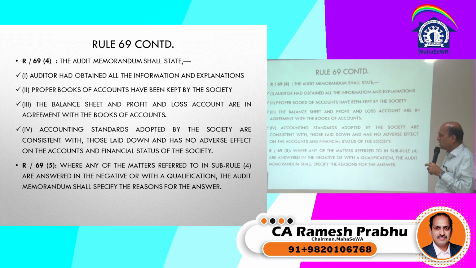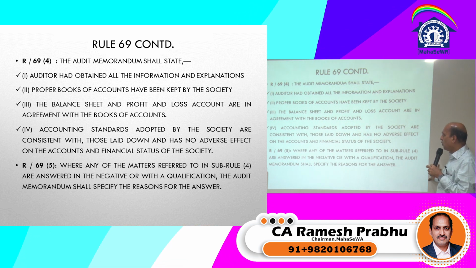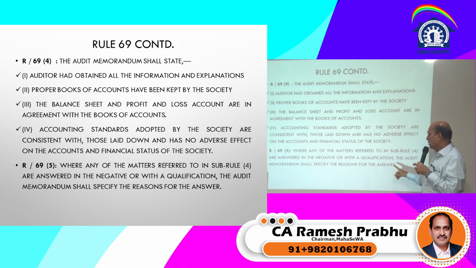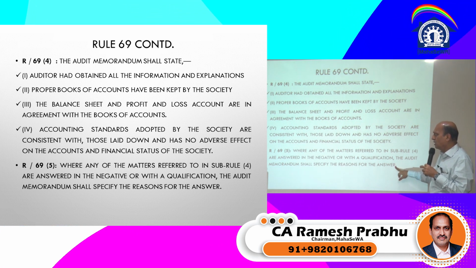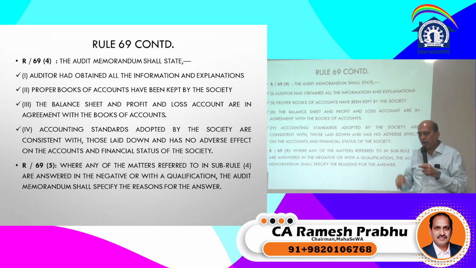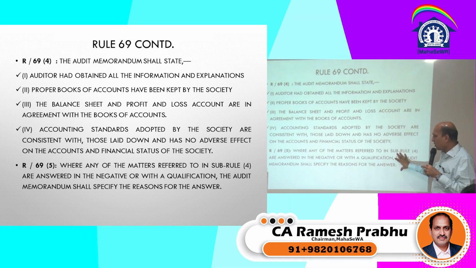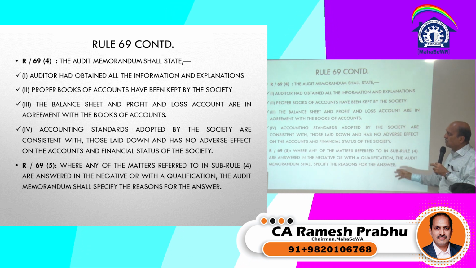Accounting standards are adopted. The society has done according to the accounting standard. Rule number 65.5 says, where any of the matters referred to in the subsequent rule 4 are answered in the negative or with a qualification, the audit memorandum shall specify the reasons for the same. If there is something which is negative, then you have to say why it is negative and to what extent it is affecting the profit and loss account. That needs to be reported.